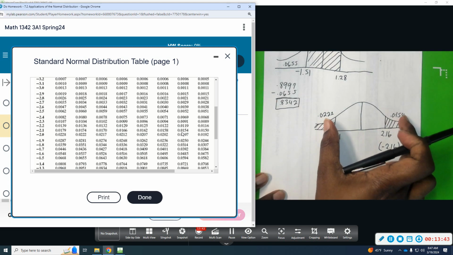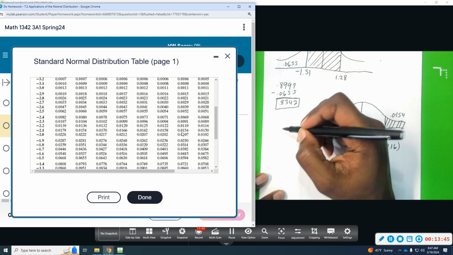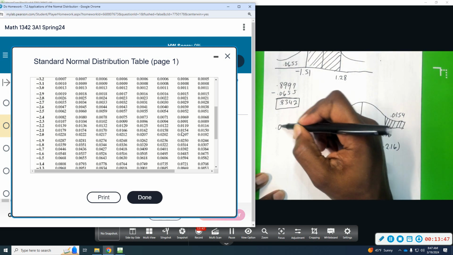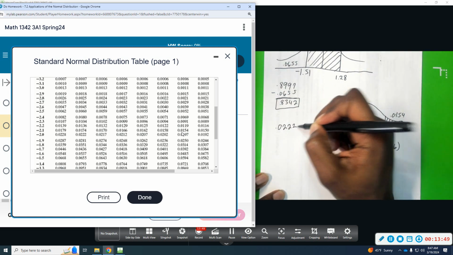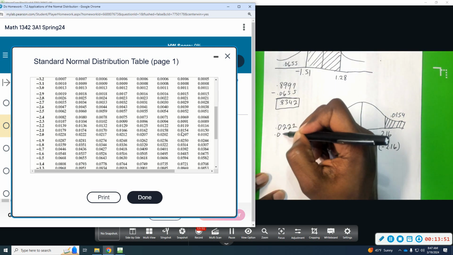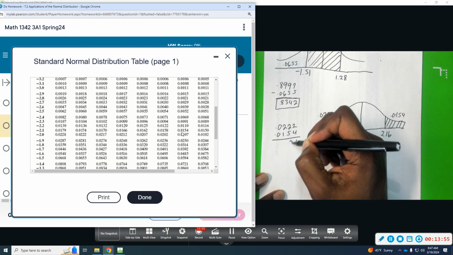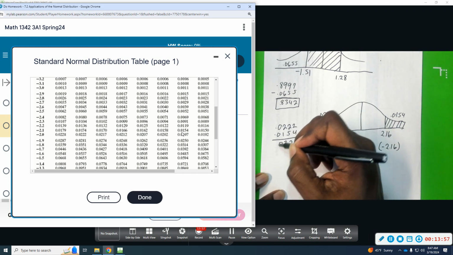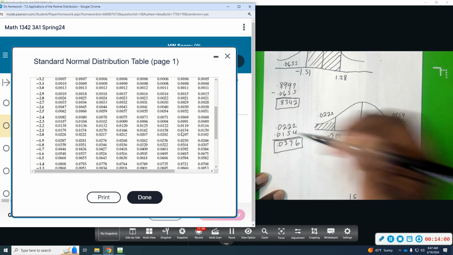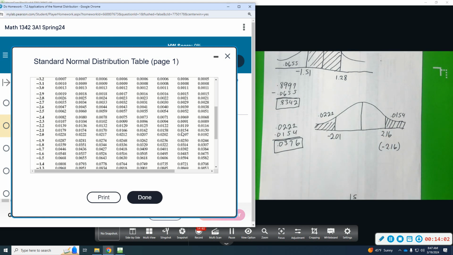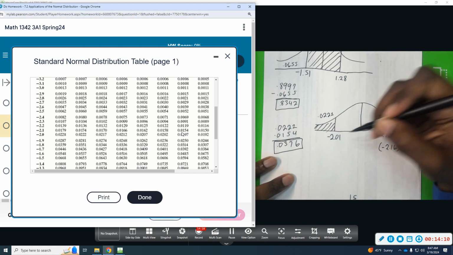We need to add them up when we want to find the area on the outside. So I'm going to find 0.0222, and we're going to add that to 0.0154. That gives 0.0376. So the area on the outside we would have to add. So this is all 4 scenarios. We'll be doing this over and over again.